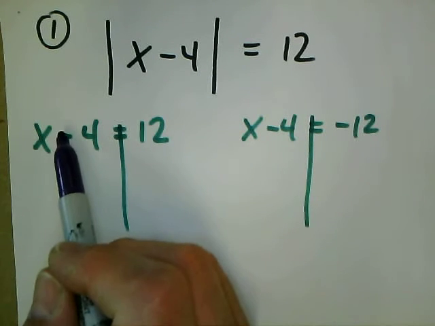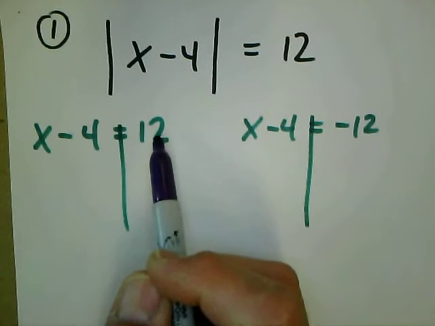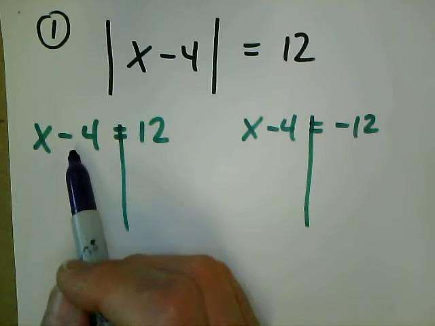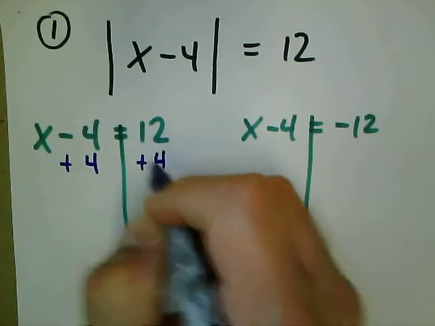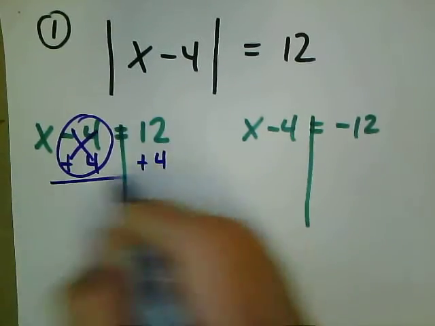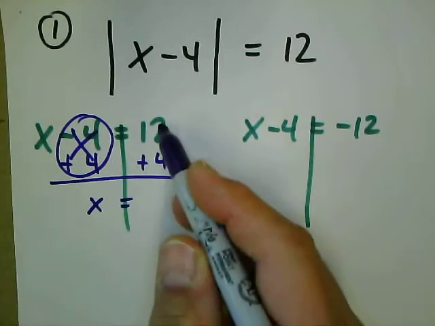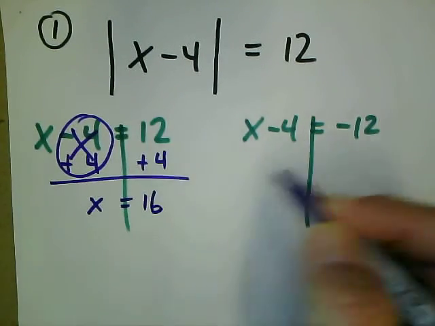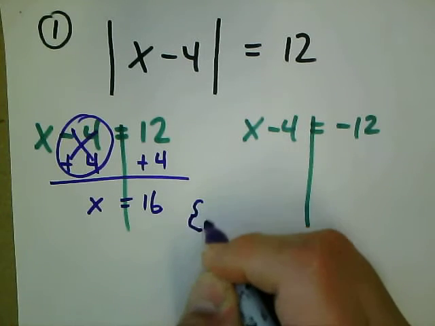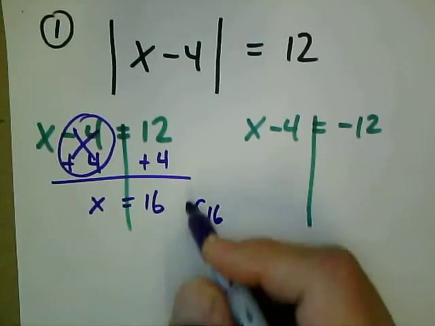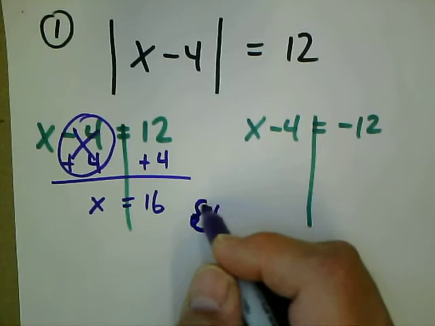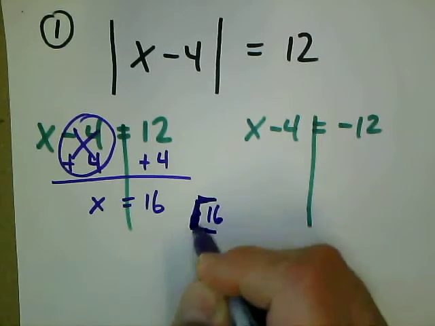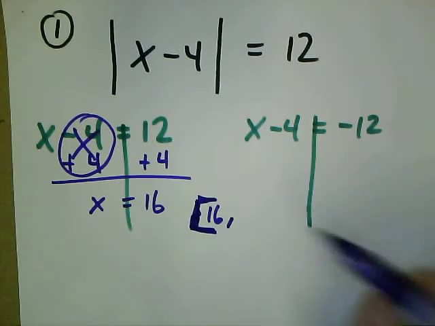You cannot distribute. There are no like terms. There are no extra variables. So can we add or subtract? Yes, we can. Since it's minus 4, we're going to add 4. Our 4s are gone. We're left with x on that side, and 12 plus 4 is 16. Our first answer is 16. That's a horrible bracket. There we go. We don't use parentheses. We use brackets or braces because they're not a coordinate point.